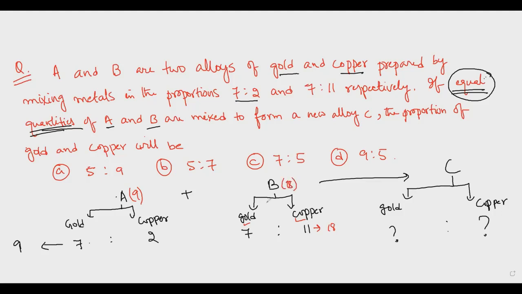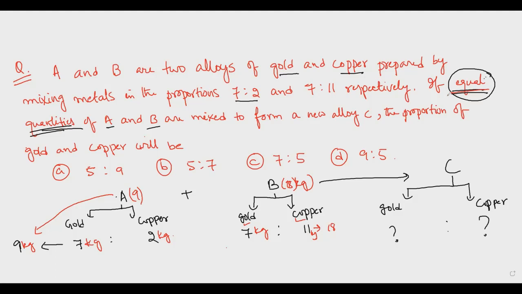So what is the meaning of this is that if you have 9 kg of alloy A, 7 kg is from gold and 2 kg is from copper. That is the meaning of this. So again, here if you have 18 kg weight B, the gold part is 7 kg, whereas the copper part is how much? 11 kg, and the total will be 18. Is that okay?